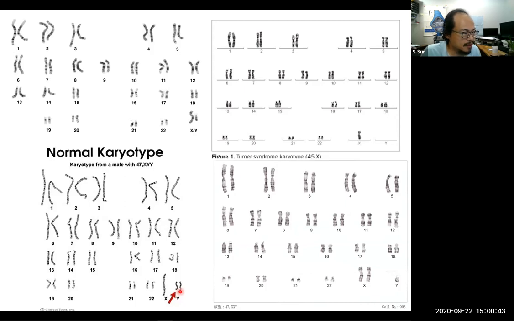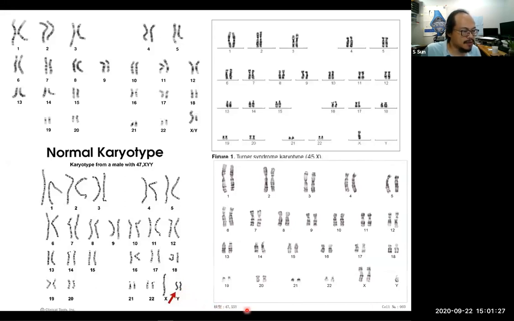So this one we call it 47 because this one it's not just 46. We have one extra, so it's 47, and the disorder portion is the XYY. So here is XYY. It's 47 XYY. So that's the typical way we label it. And this one affects what? This one affects male because we have the Y. We do have the Y to produce the SRY, to produce the male structure, but we have too many Y, and this will lead to some disorders.